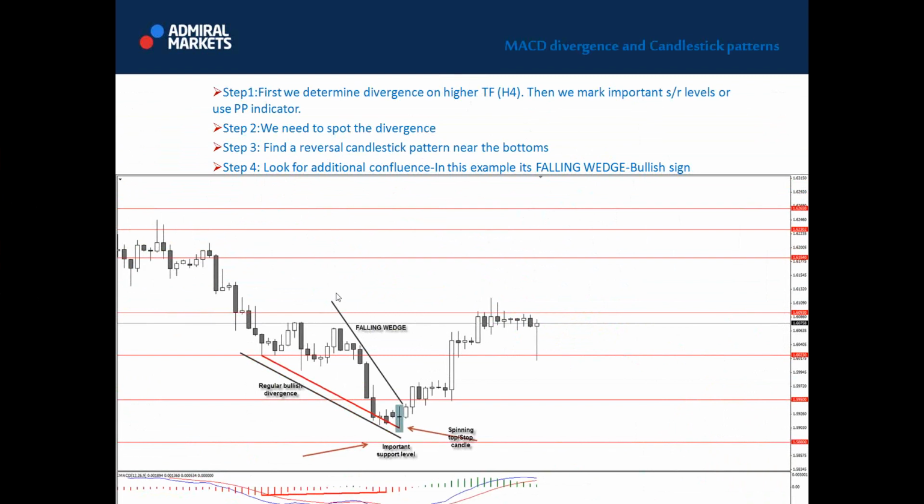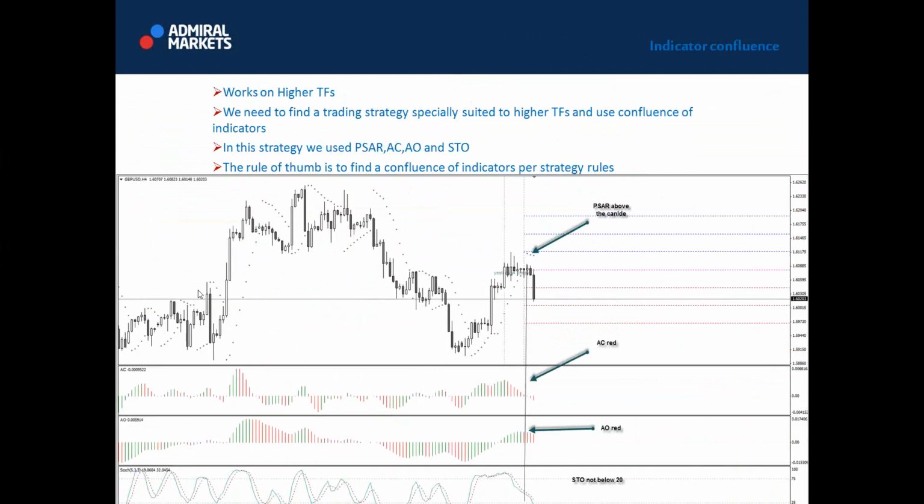Next slide will also be a confluence, but it's an indicator confluence. This is a particular trading strategy which uses Bill Williams indicators such as the accelerator and awesome oscillator. This is one of my favorite 4-hour strategies, of course. And as I say, confluence works wonders on higher time frames. We don't use it on lower time frames.